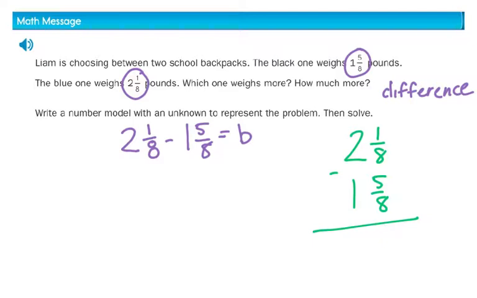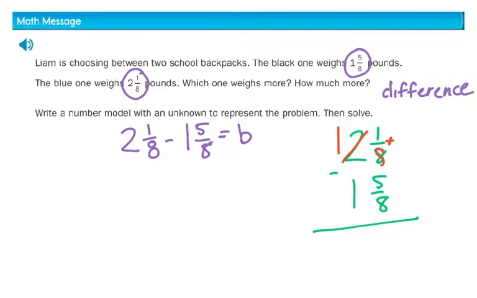All right, can I subtract 5/8 from 1/8? No, I cannot, and we haven't done this for a while. But remember, we're going to borrow from the whole number. We're going to turn that fraction into a fraction that is equal to 1 whole.